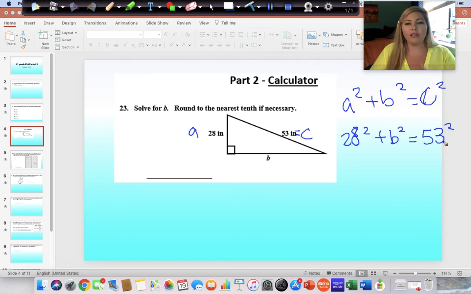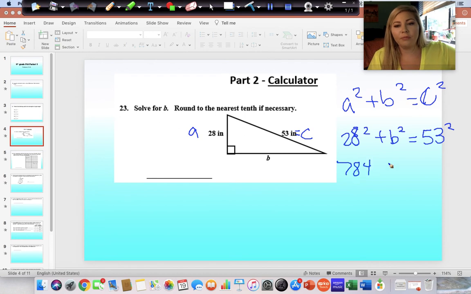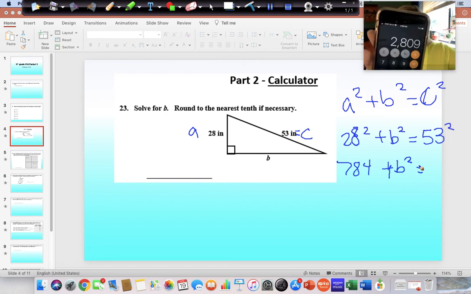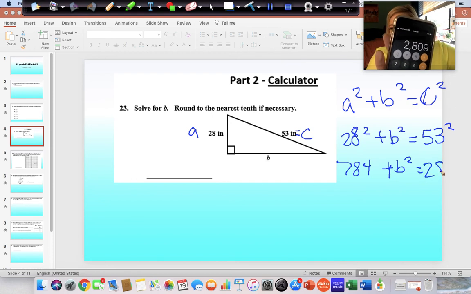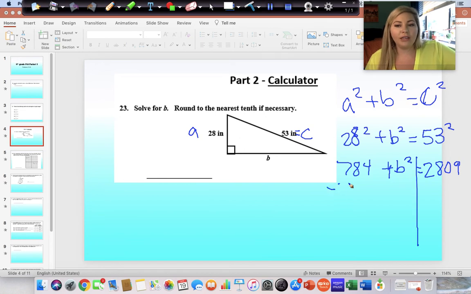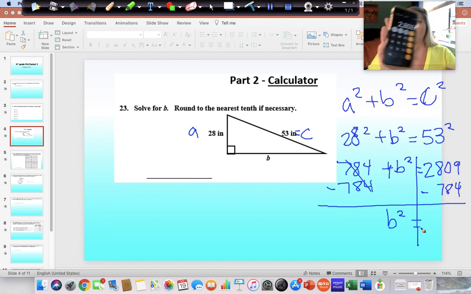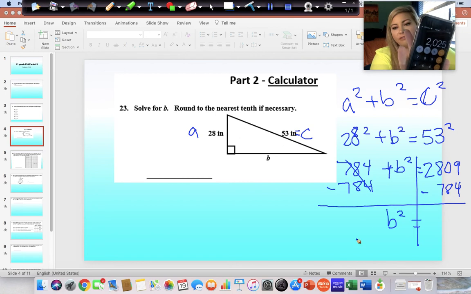So now we can use our calculator. 28 squared, or 28 times 28, gives us 784, plus b squared equals 53 squared, which is 2,809. Okay, now to solve for b squared, we want to subtract 784 from both sides. And we are left with b squared equals 2,809 minus 784. That gives us 2,025.